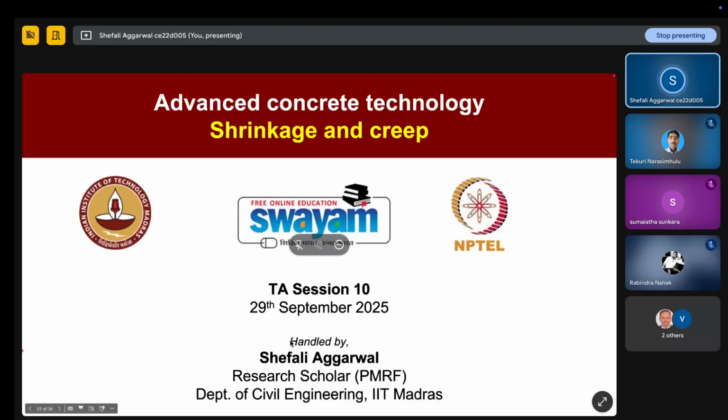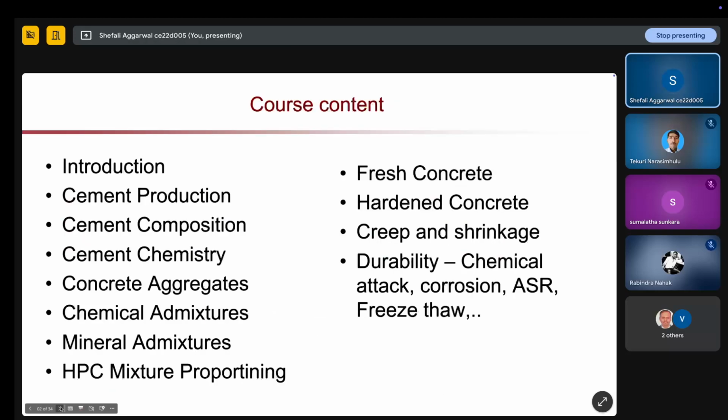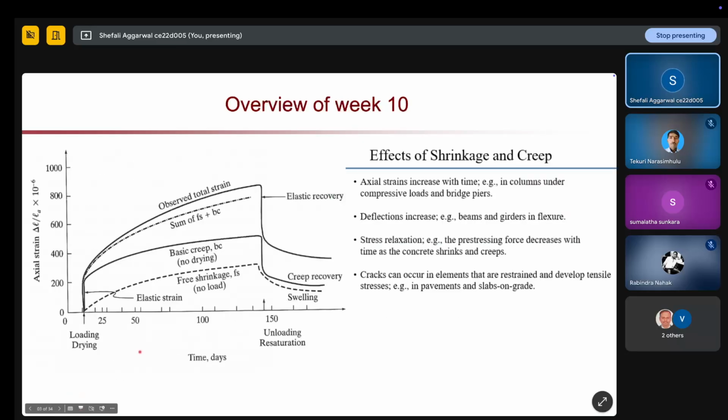Good evening everyone. I'm Shefali Agarwal and this is our 10th TA session on the topic of advanced concrete technology. This week, going by the course content, we will be studying the second last topic, creep and shrinkage. So if we talk about creep and shrinkage, what exactly does this mean?